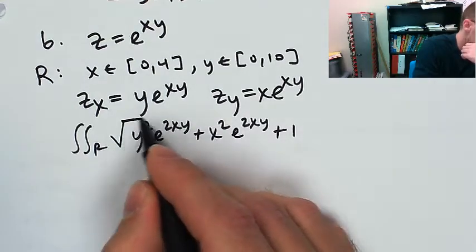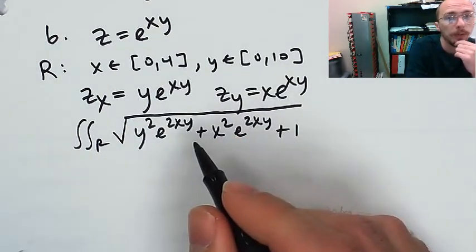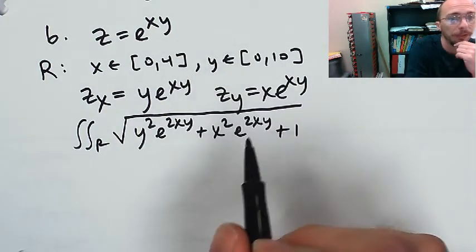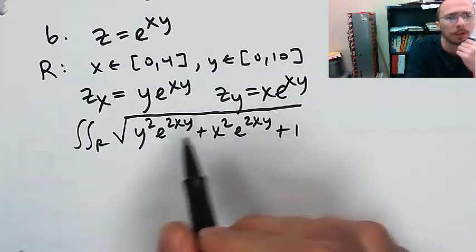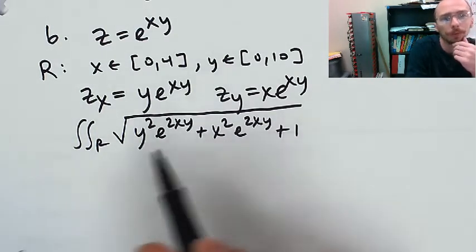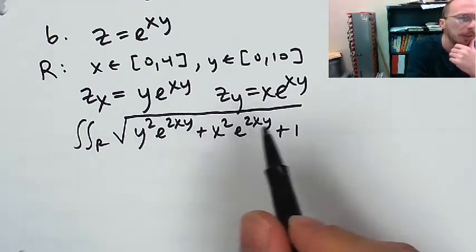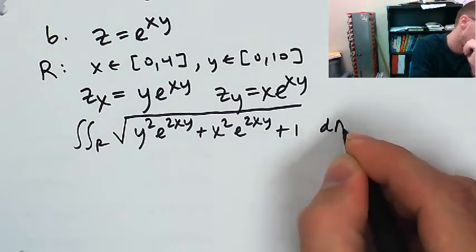Man, that plus 1 is just killer, right? Because if it wasn't there, then I could probably go to polar. I mean, that region would be a little annoying, but this is the type of thing where you could factor out the e to the 2xy, and x squared plus y squared is r squared. Oh, but I wanted to take the square root of that in rectangular. Yeah, this is just close, but not it.